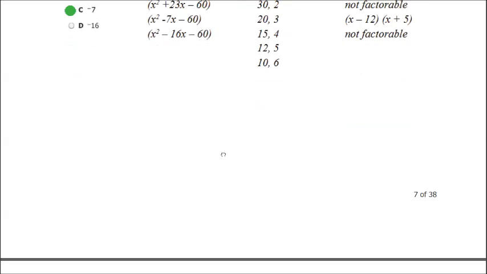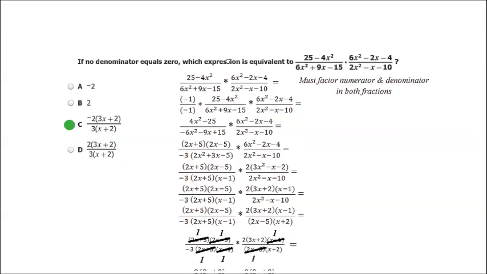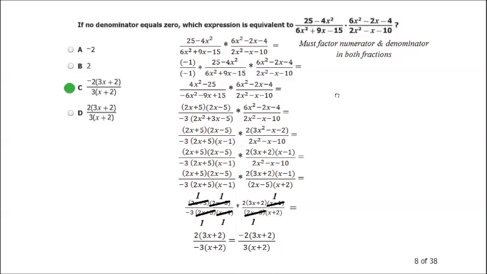Okay, let's move on to number 8. Oh, there's a whole lot going on here. Let's see here. All right. If no denominator equals 0, which expression is equivalent to (25 minus 4x squared over 6x squared plus 9x minus 15) times (6x squared minus 2x minus 4 over 2x squared minus x minus 10)? Whole lot to do here.